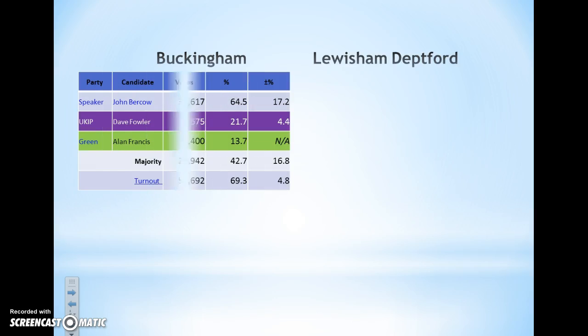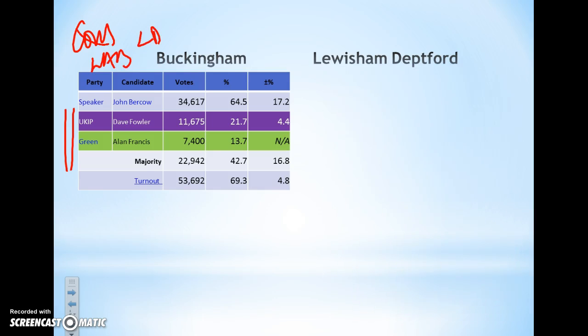So, here we are. I mentioned Buckingham and I mentioned Deptford. Now, Buckingham, we've got the Speaker, and you'll notice, significant by absence there, we've got no Conservatives, no Labour, no Lib Dems, etc. That is because he is the Speaker, and by convention, the big parties don't run against the Speaker. So that's a pretty useless example that we've got there.